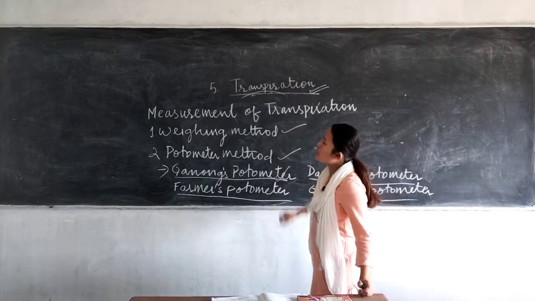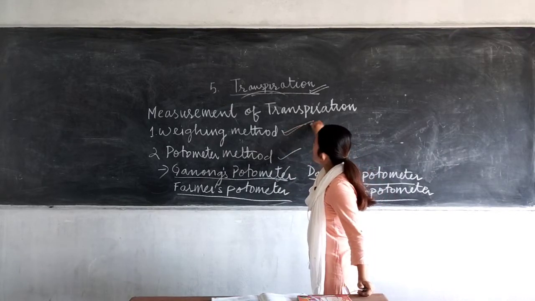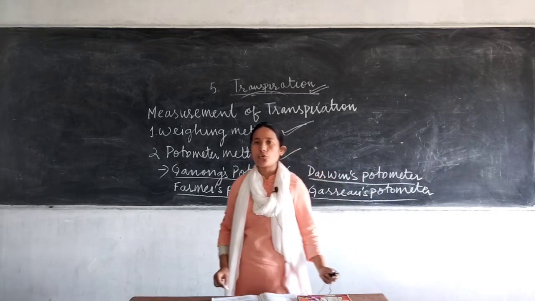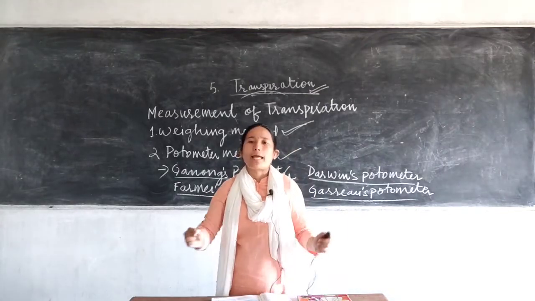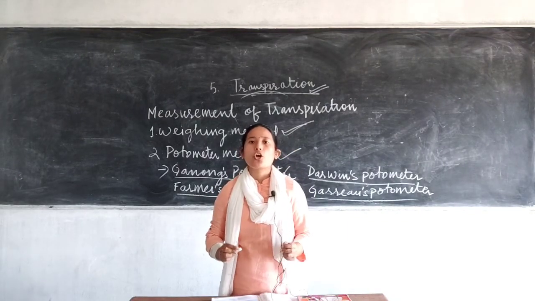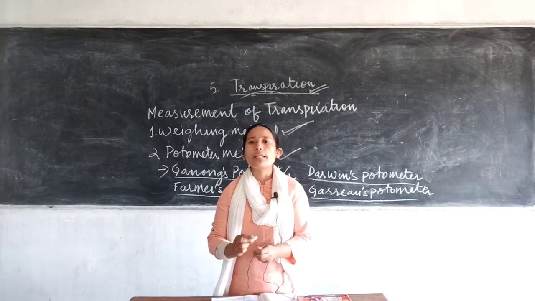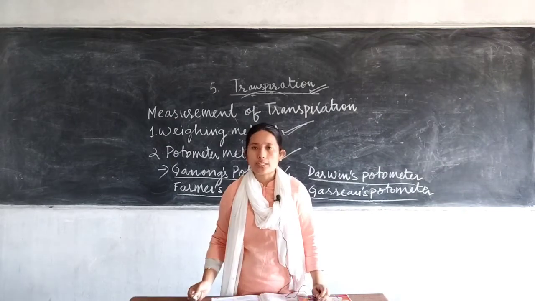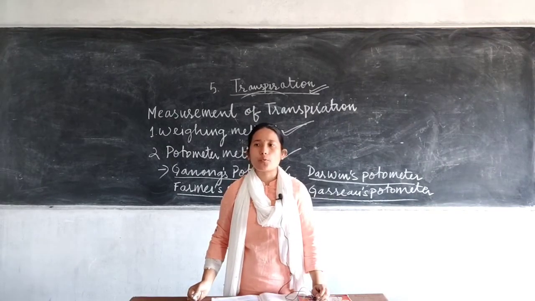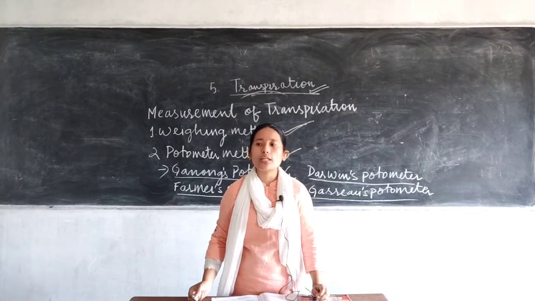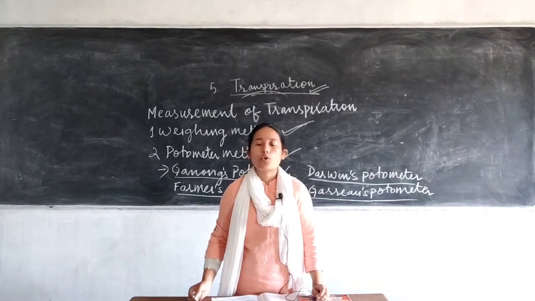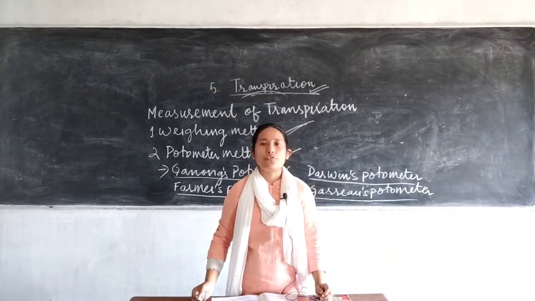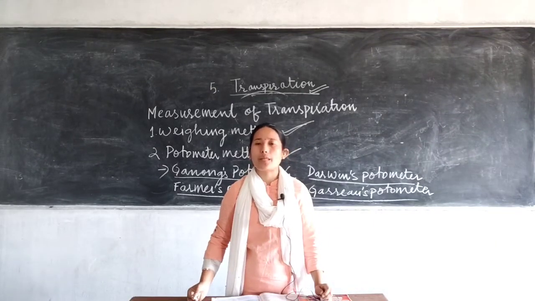So let us understand the number one method of measurement of transpiration, which is the weighing method. Like I told you, you will take a potted plant, and just like in your previous experiment, the pot should be properly covered with a polythene bag so that no transpiration occurs through the pot or the soil. Whatever transpiration is occurring is solely through the leaves. You will properly seal the pot, take a weighing machine, and take an initial reading of that potted plant.